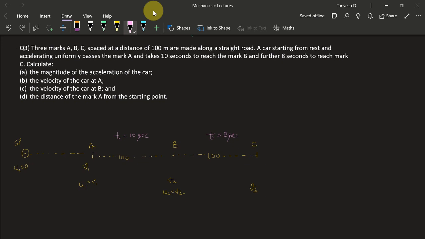Calculate the magnitude of the acceleration of the car, the velocity of the car at A, the velocity of the car at B, that is this v1 and v2 we have to find. The distance of the mark A from starting point. So this distance also we need to find, which is currently unknown.